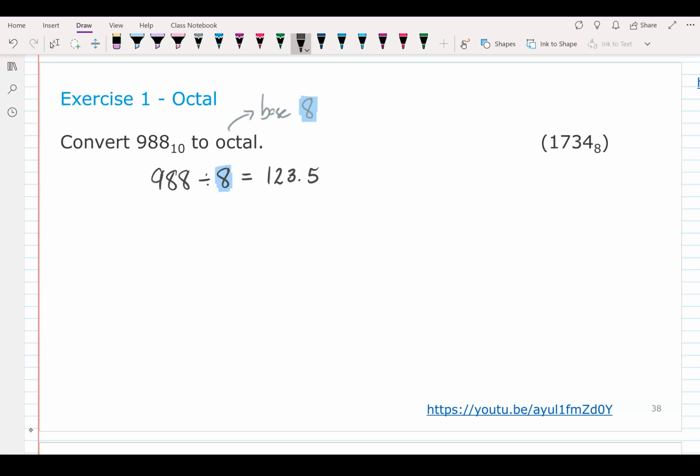Now, what happens here is that it means that we have 123 groups of 8, and a half of an 8 left over. And we need to do what's called keeping track of the remainders. So this is going to be weird the first few times, but just bear with me for now. We have 0.5 as our remainder. So we need to figure out what our remainder is in terms of a whole number. 8 goes into 988 123 times. Our remainder is a half. A half of what? A half of 8.